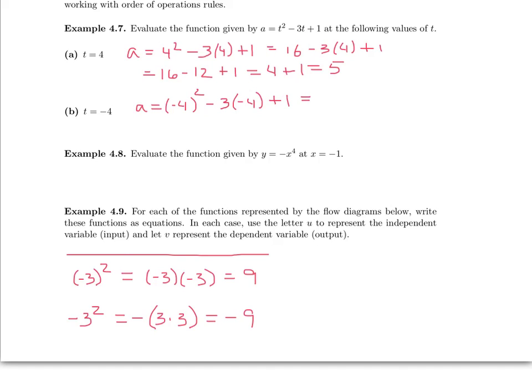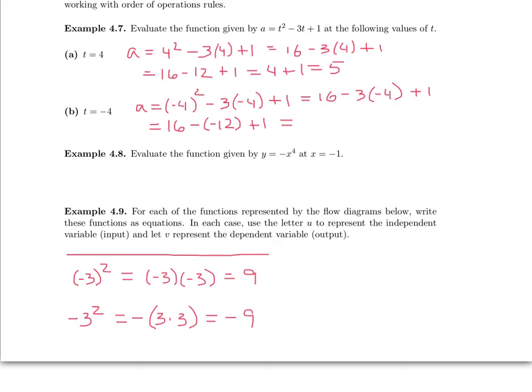Again, we use order of operations to simplify. We begin with the squaring. Negative 4 squared, that's negative 4 times negative 4, that's 16, minus 3 times negative 4 plus 1. Next we perform the multiplication. This would be 3 times negative 4, that's negative 12. So we have 16 minus a negative 12 plus 1.